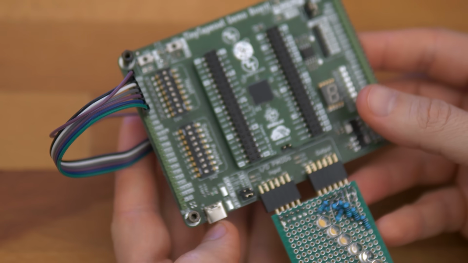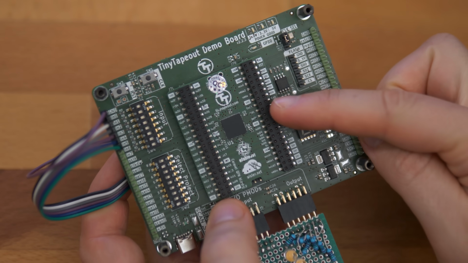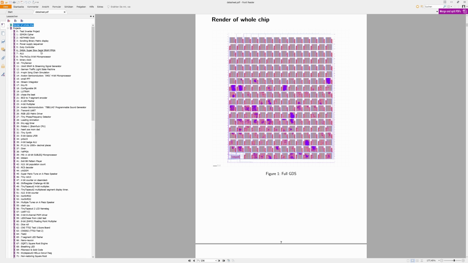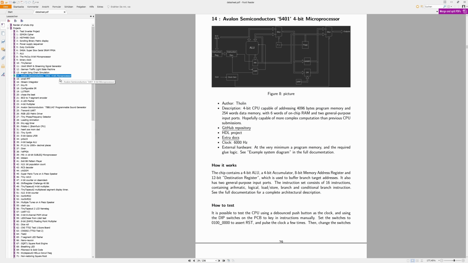So I actually can test all the 165 projects on the Tiny Tapeout chip. There are some crazy designs on there, like actual FPGAs. They're not big, but still. This little IC is like a treasure box for nerds like me.